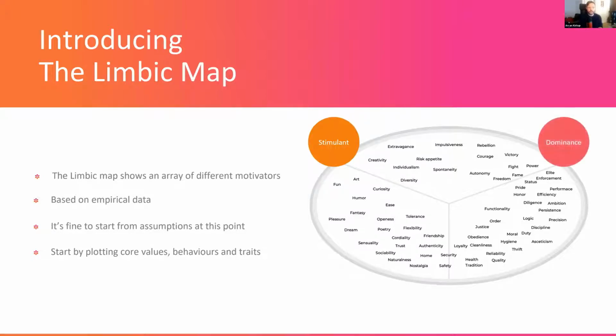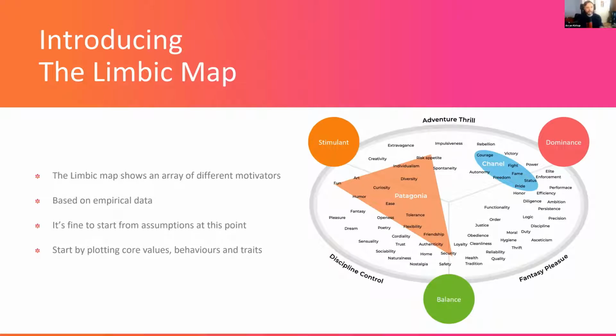Dominance. This involves order and discipline, but also in attaining status or positions of power over others. So words like power, pride, honor, ambition, or logic. And finally, balance, which includes security-related terms like trust, friendship, loyalty, and home.